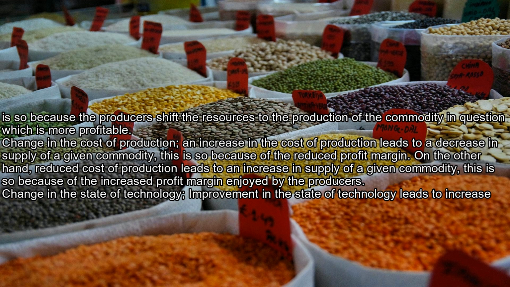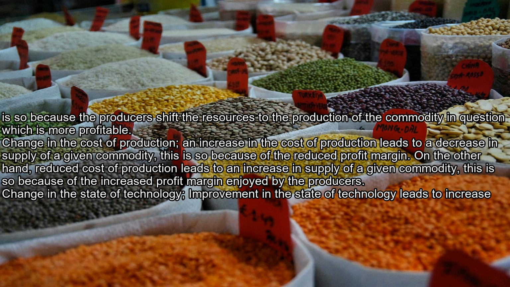Change in the cost of production. An increase in the cost of production leads to a decrease in the supply of a given commodity. This is so because of the reduced profit margin. On the other hand, reduced cost of production leads to an increase in supply of a given commodity. This is so because of the increased profit margin enjoyed by the producers.